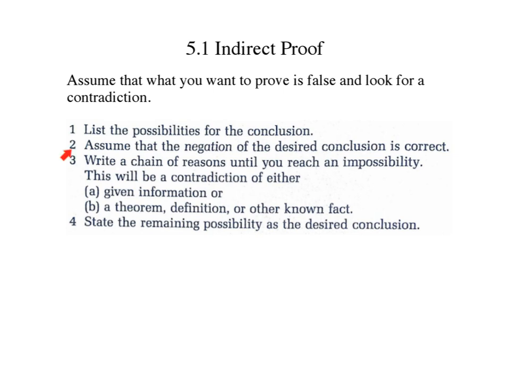So the steps involved with this are number one, list the possibilities for the conclusion. In general, it's either true or it's false. The second step is assume that the negation of the desired conclusion is correct. And then the third step would be to write a chain of reasons until you reach an impossibility. This will be a contradiction of either A, given information, or B, a theorem, definition, or another known fact. For step 4, you state the remaining possibility as the desired conclusion.